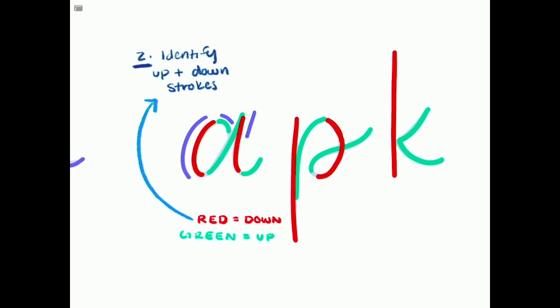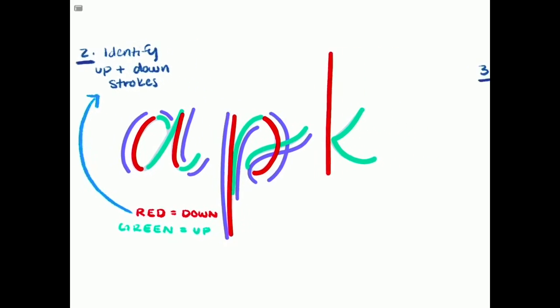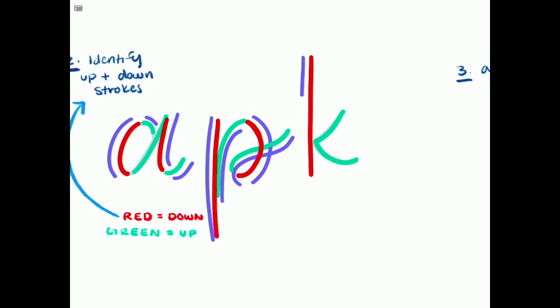On the stem of the A, it goes down and then back up. On this P, if you follow the way you write the letter, it goes down, which is a downstroke, back up, upstroke, down with a thick stroke, and then on the tail, it goes back up. On this K, we go down, which is a downstroke, and then in my case, I have two upstrokes. You might have some downstrokes. It just kind of depends on how you write your Ks.